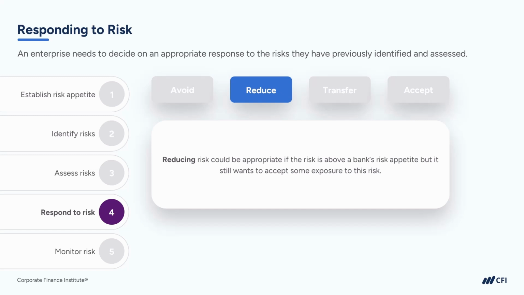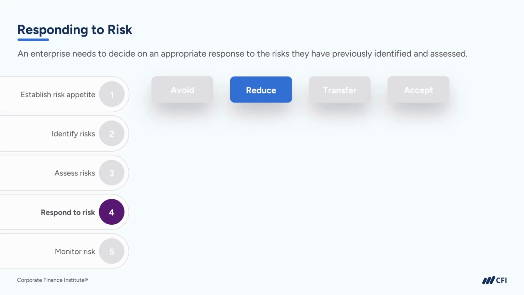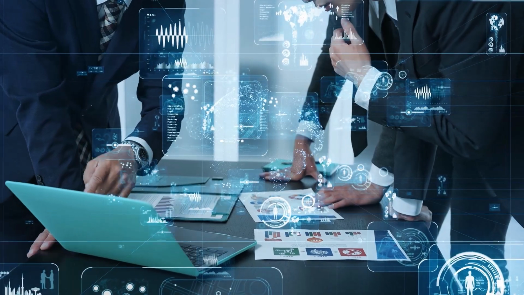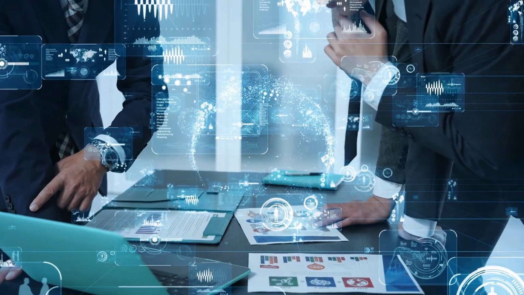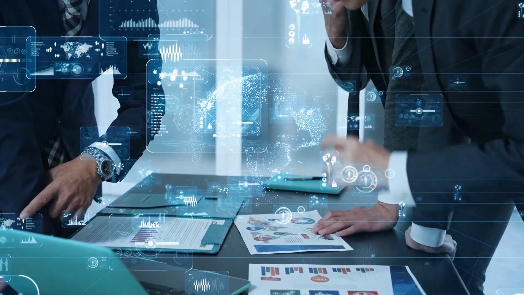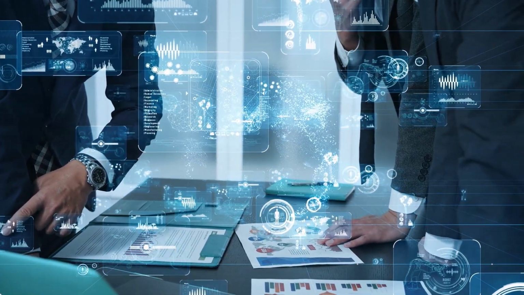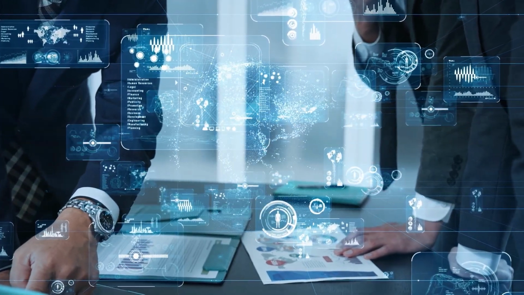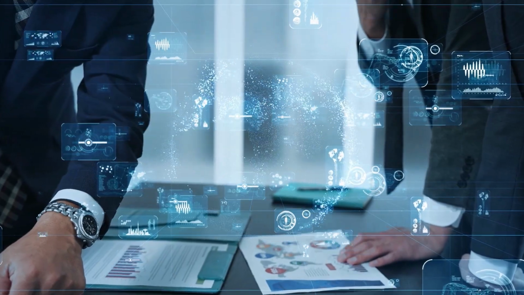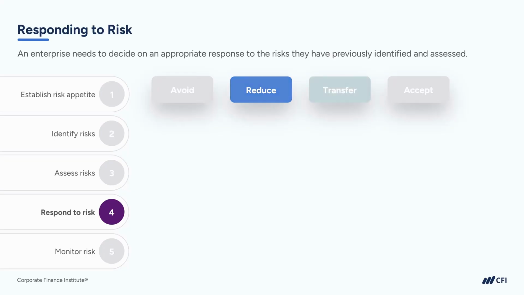A bank can take steps to reduce either the likelihood or impact of a risk event. If the risk is above a bank's particular risk appetite, but it still wants to accept some exposure to this risk, reducing risk could be an appropriate response. For example, a bank could use artificial intelligence to scan and analyze internal data to reduce the risk of being a victim of financial fraud and still carry out business in that area. There is still a chance that the bank may be a victim of fraud, but using AI has reduced the risk to a more acceptable level.